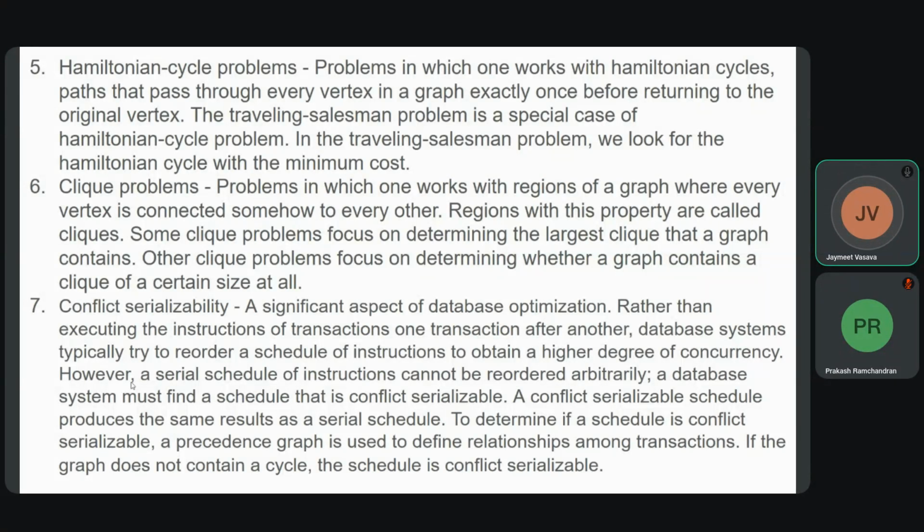Then there is conflict serializability. Conflict serializability is a concept in databases that ensures that transactions that are happening can be executed concurrently without causing conflicts. In simple terms, it means arranging transactions in a way that produces the same result as if they were executed one after another. And if the graph doesn't have cycles, indicating no conflicting dependencies, the schedule is conflict serializable.